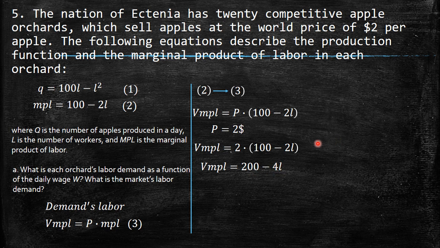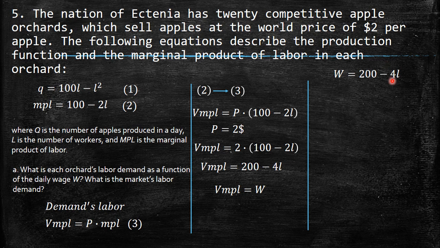Right? And remember the condition of maximization of the producer. We have that the value of the marginal product of labor is equal to the wage, which is the marginal revenue equal to the marginal cost. Then here we have that W should be equal to the value of the marginal product of labor, which is 200 minus 4L, right? Then remember that they say the labor demand is a function of the daily wage W. Here we have the opposite. We have the L, right? Here we have the W.